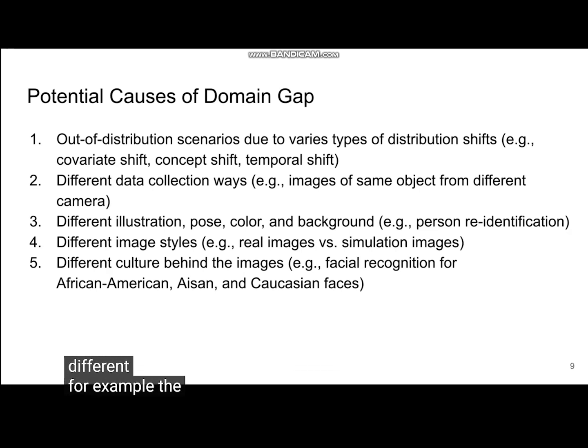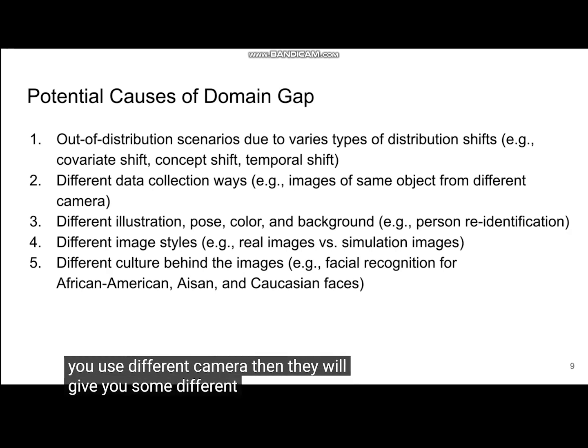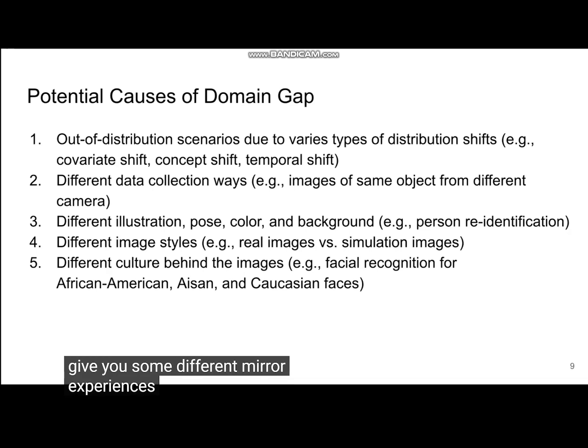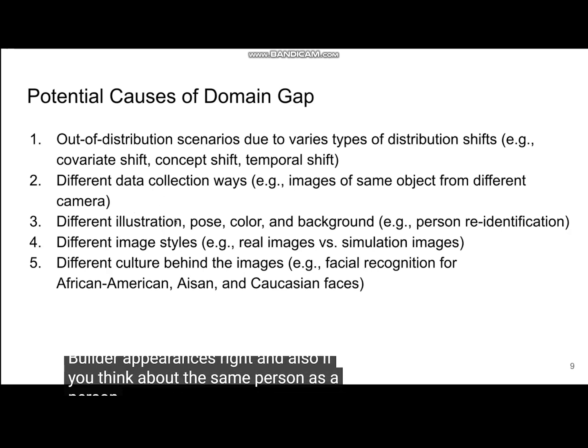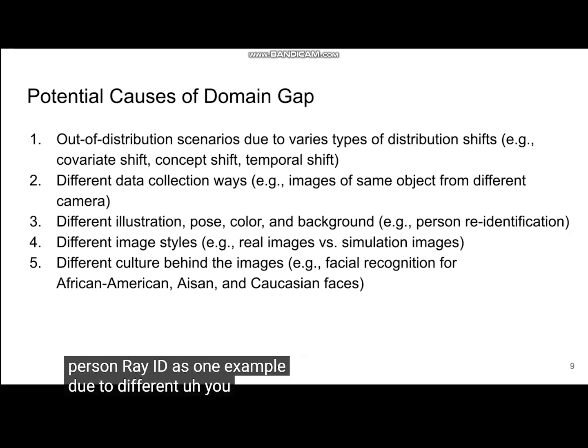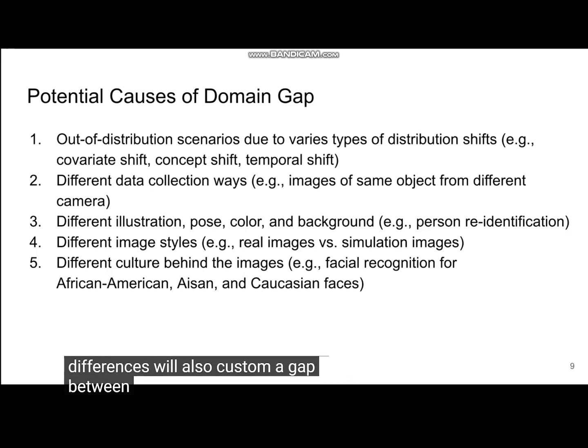For example, for images of the same object, if you use different cameras, they will give you different visual appearances, right? And also, if you think about the same person in person re-ID as one example, due to different illumination, pose, color, and background, those kinds of differences will also cause domain gap between the source and target domains. And even more, if you think about image styles, real images versus simulation images, and even different cultural backgrounds of the images, we have a lot of possible reasons for the domain gap.